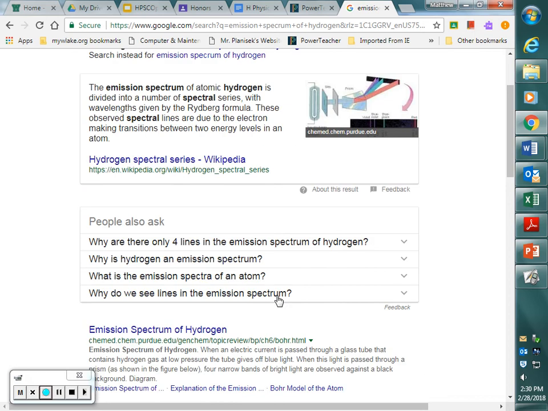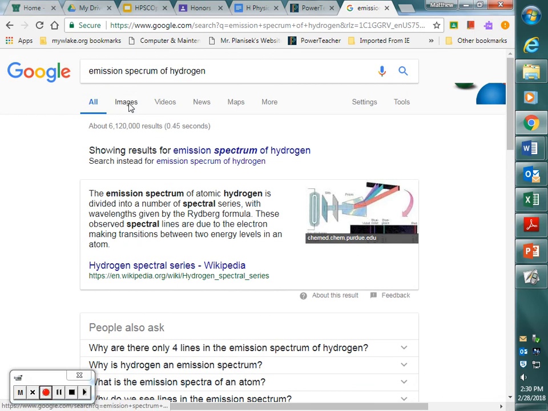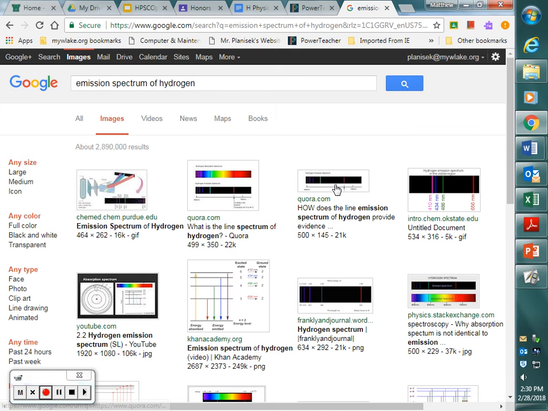All right, so let's go here, and let's look at the emission spectrum for hydrogen.